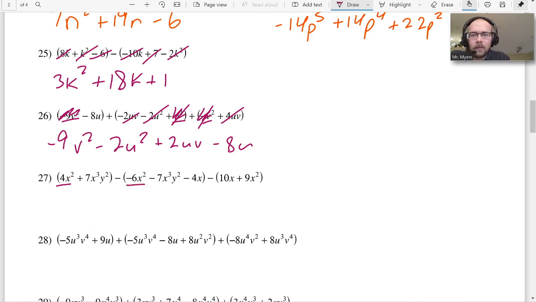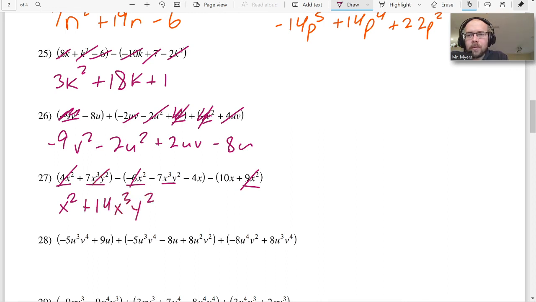So x squared, x squared, x squared. Okay, so this would be 4 plus 6, because that's a minus, right? I'm still distributing in my head. 4 plus 6 is 10. Minus 9 is 1, so that's actually x squared. That, and that. And x cubed y squared, x cubed y squared, that's actually 7 plus 7, so that's 14.